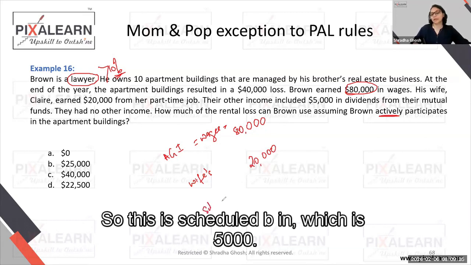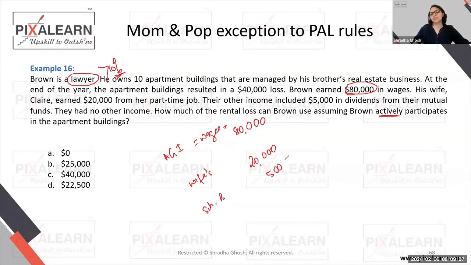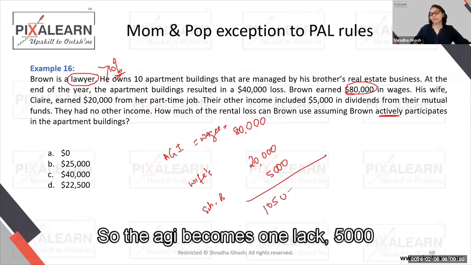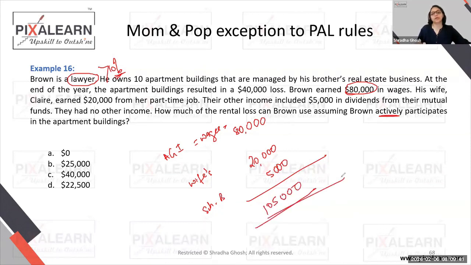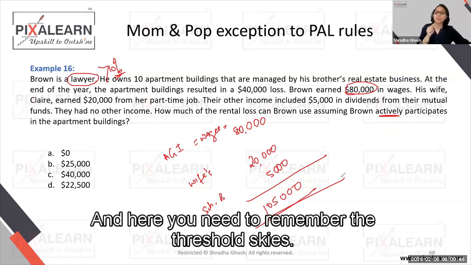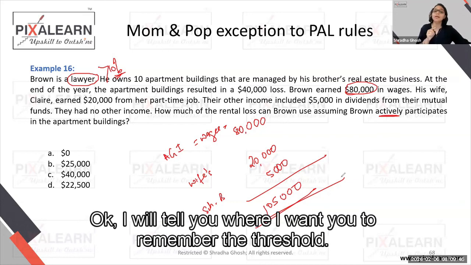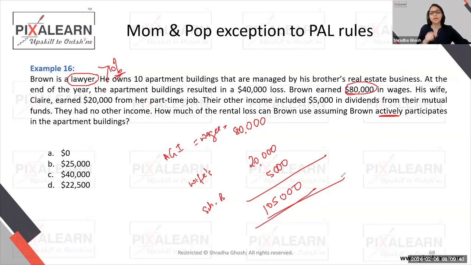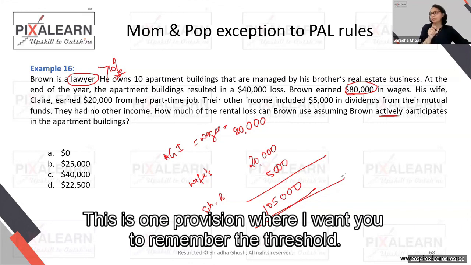So this is Schedule B income, which is 5,000. So the AGI becomes $105,000. Now we know the rules. And here you need to remember the thresholds, guys. Okay, I will tell you where I want you to remember the threshold. This is one provision where I want you to remember the threshold.